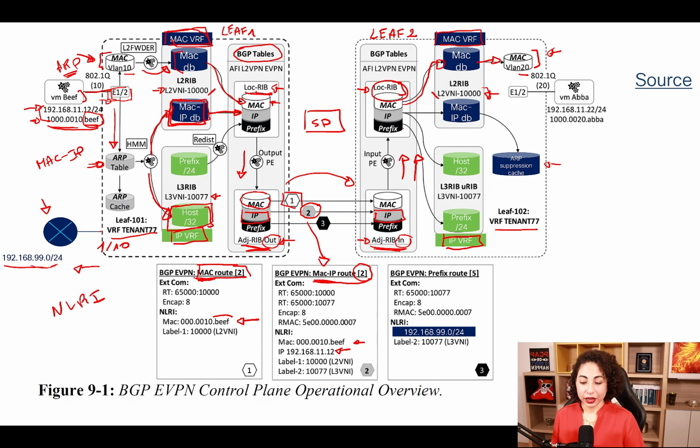And again, from there, it will make its way into two places. The MAC to IP correspondence will be installed into the MAC IP database for our specific MAC VRF or L2 RIB table. And the IP information, so really the /32, will be installed into our IP VRF table here. And the very final element that will happen is that from the MAC to IP database inside our MAC VRF, we are going to import this information to install it into the ARP suppression cache remotely.